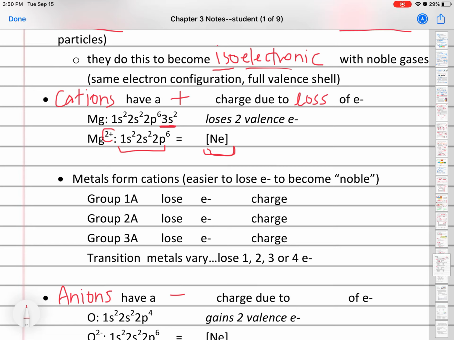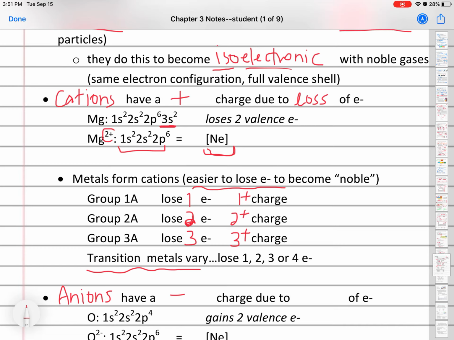So metals, which are on the left side of the periodic table and have 1, 2, or 3 valence electrons, it's easier for them to lose those electrons to have a full valence shell than it is to gain electrons. So group 1A only needs to lose 1 electron, and that'll leave it with a 1+ charge. Group 2 has 2 valence electrons, so it'll lose those 2, and then they'll end up with a 2+ charge. And group 3 has 3 valence electrons. It'll lose those and end up with a 3+ charge.